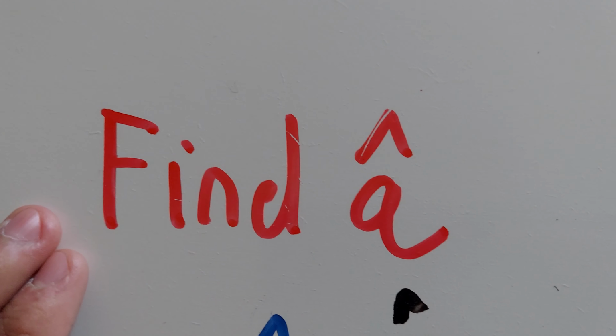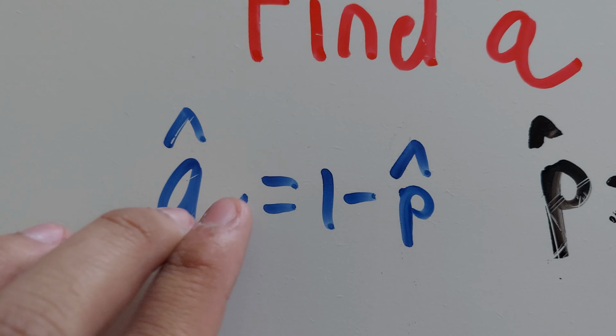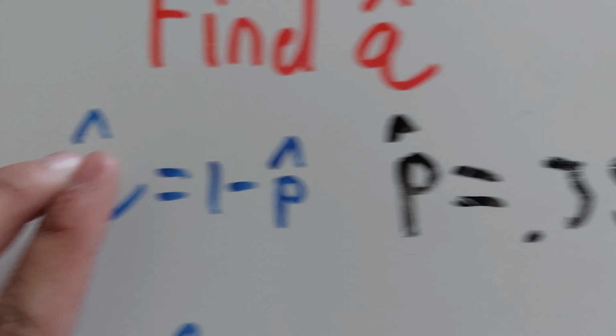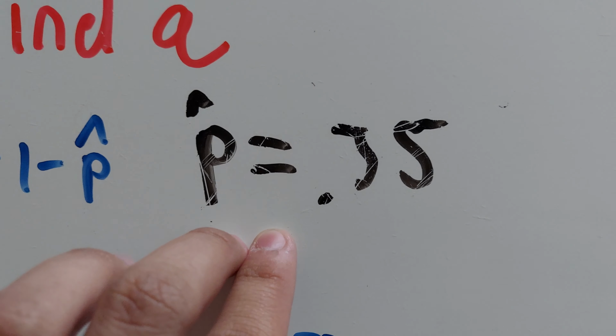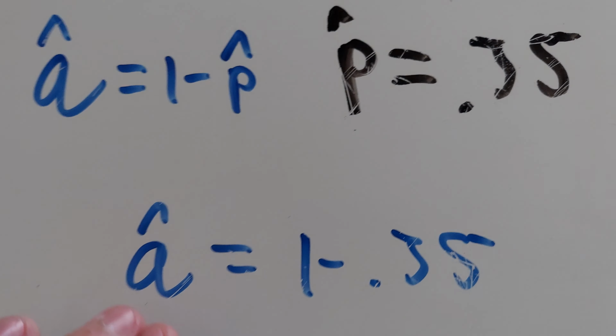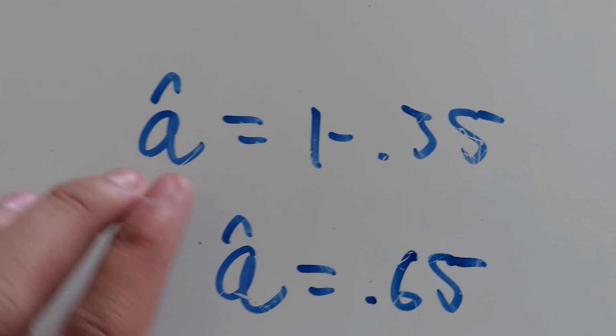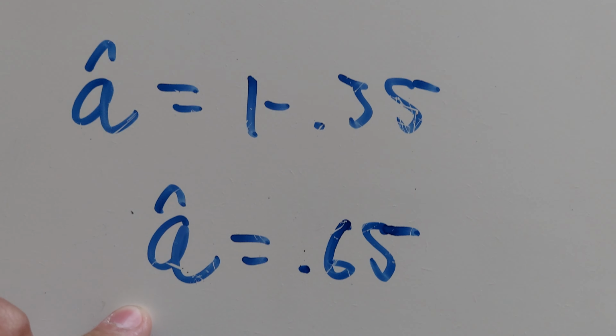Now we're going to find Q hat. Q hat equals 1 minus P hat. And as shown here, P hat is equal to 0.35. So we're going to plug in 0.35 for P hat. So Q hat is equal to 1 minus 0.35. When that's done, Q hat equals 0.65.